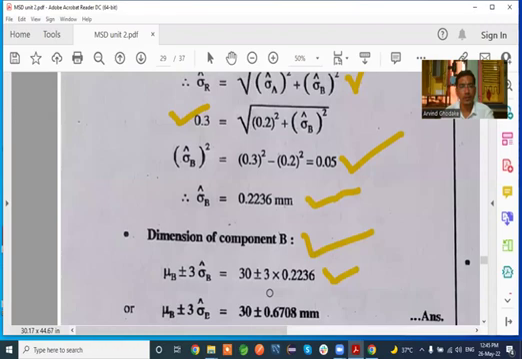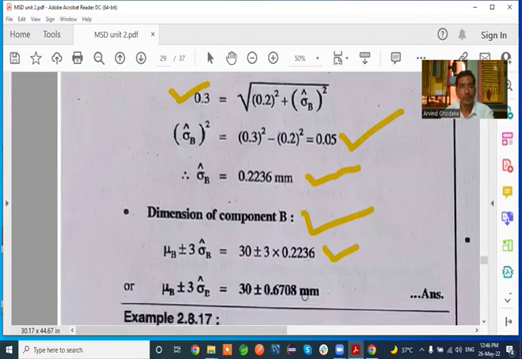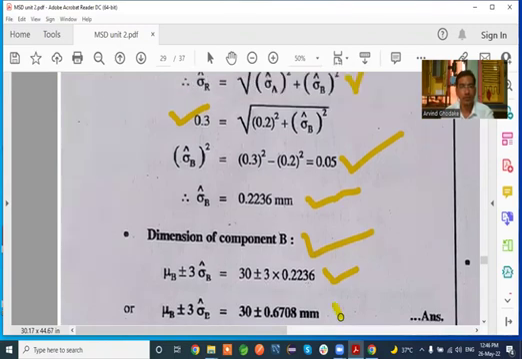Therefore, the dimensions of component B is equal to mu plus minus 3 sigma B cap. Putting the value of mean of the component B and sigma B cap, you will get 30 plus minus 0.6708. So this is the dimensions of the component B. 30 is the length and the tolerance is 0.6708 mm.